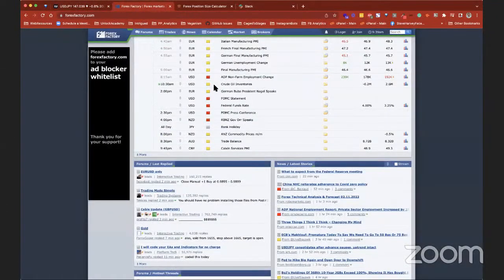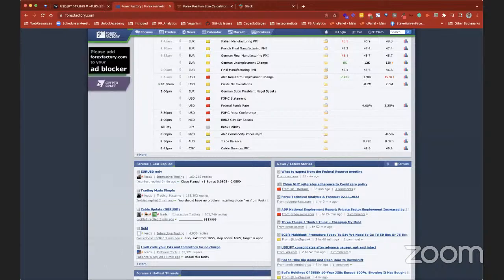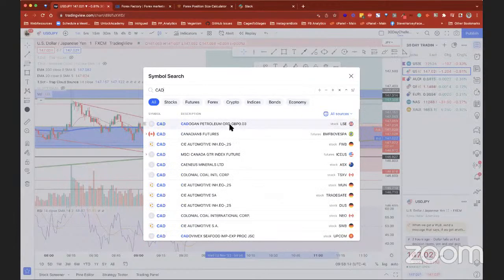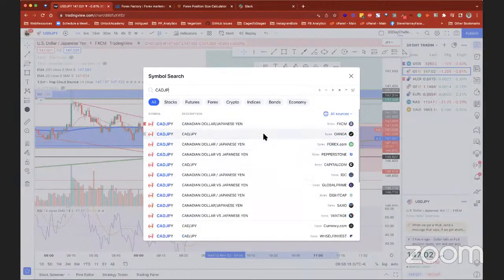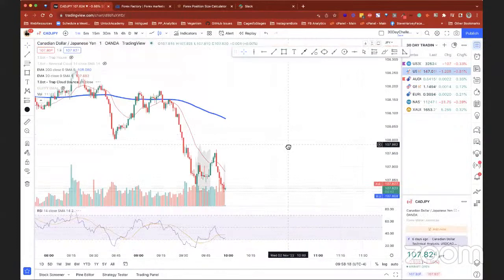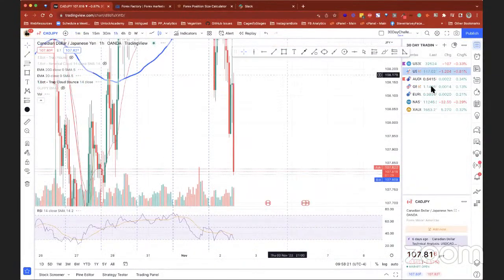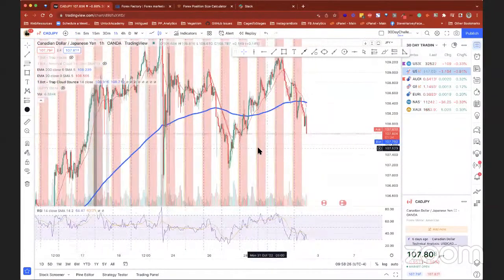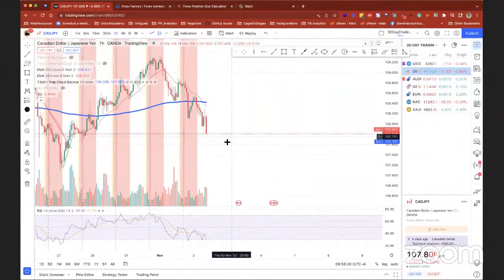We got a big news coming out. Don't forget 2 o'clock today for US dollar. 2 o'clock, 2:30, both times. CAD JPY looks a lot like UJ.